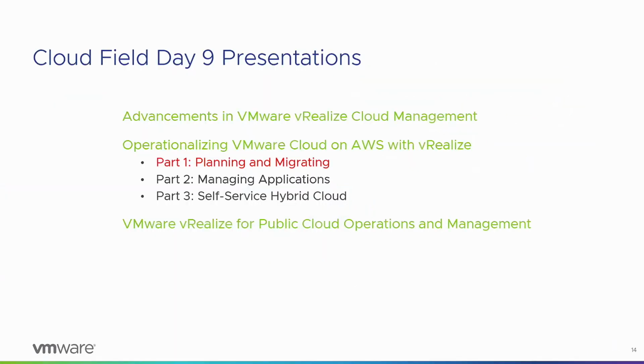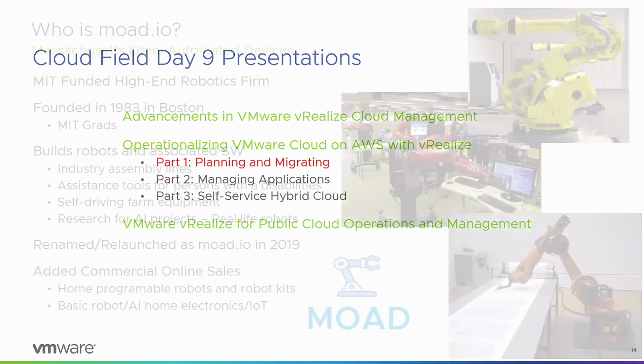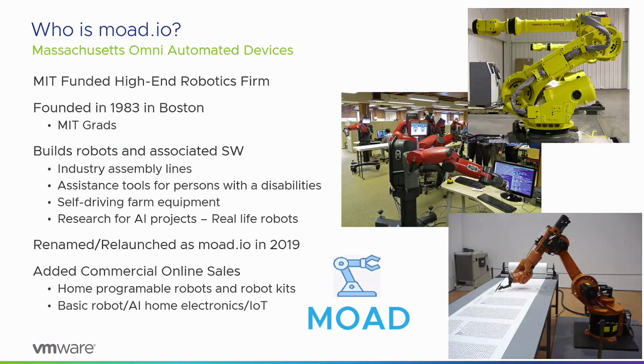So this is broken up into multiple parts. We have three different parts for this particular journey for VMware Cloud and AWS. So this is actually the first part of three. So I'll give you a little bit of background on what we're doing here.